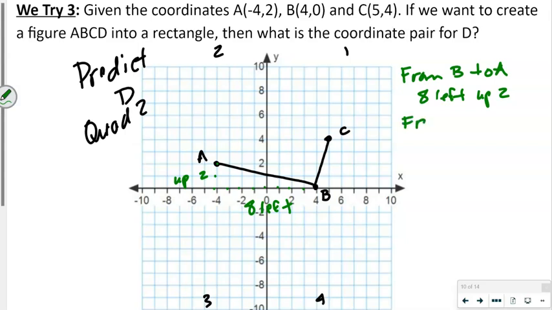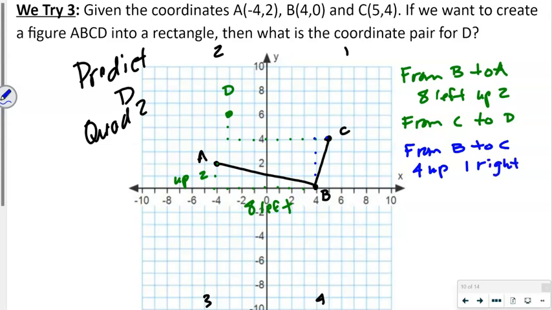So now what we're going to do from C is the same thing. So from C, we're going to go 1, 2, 3, 4, 5, 6, 7, 8. And then we said 2 up, right? So that's where we think D is. From C to D, same thing, okay? So let's double check this again. Now we're going to go from B to C. So this time we're going up 1, 2, 3, 4. So 4 up and 1 right.